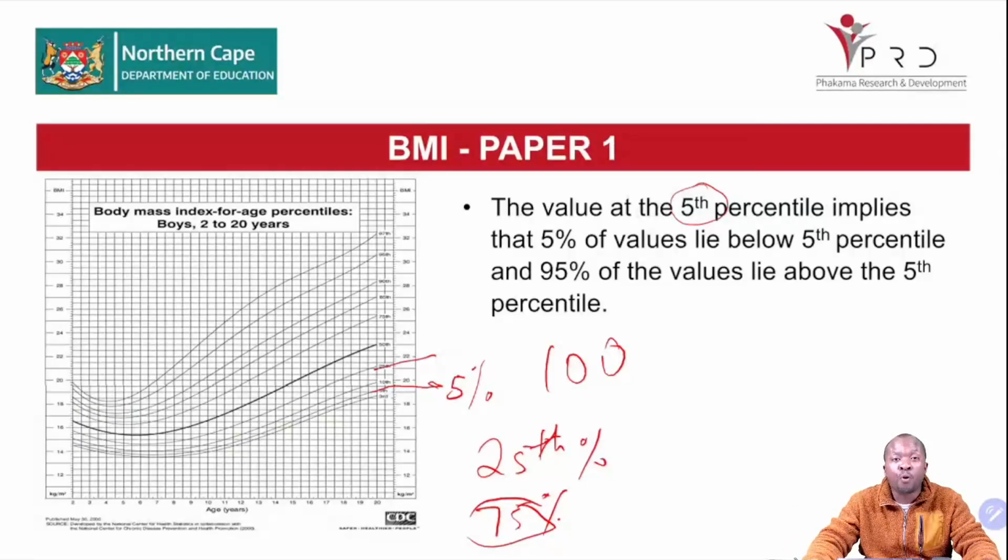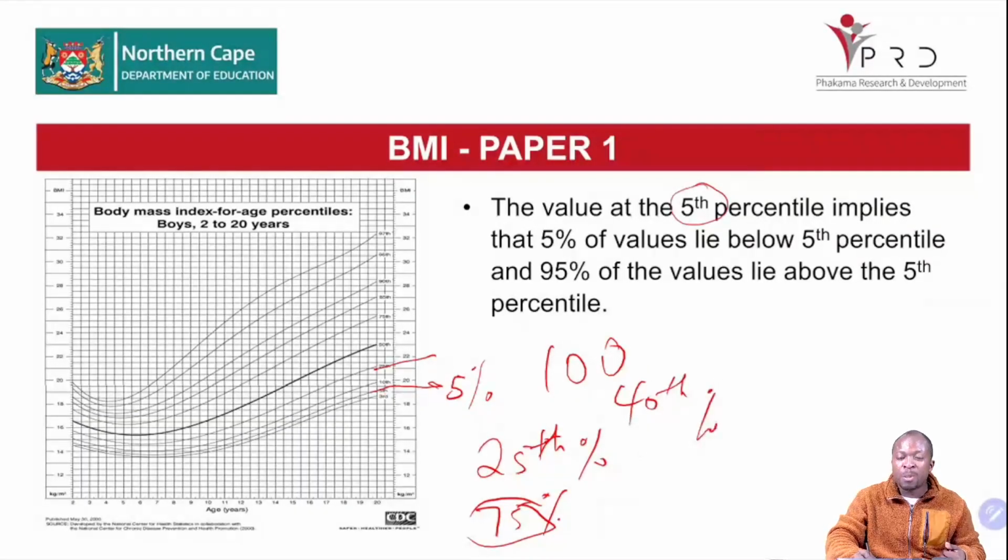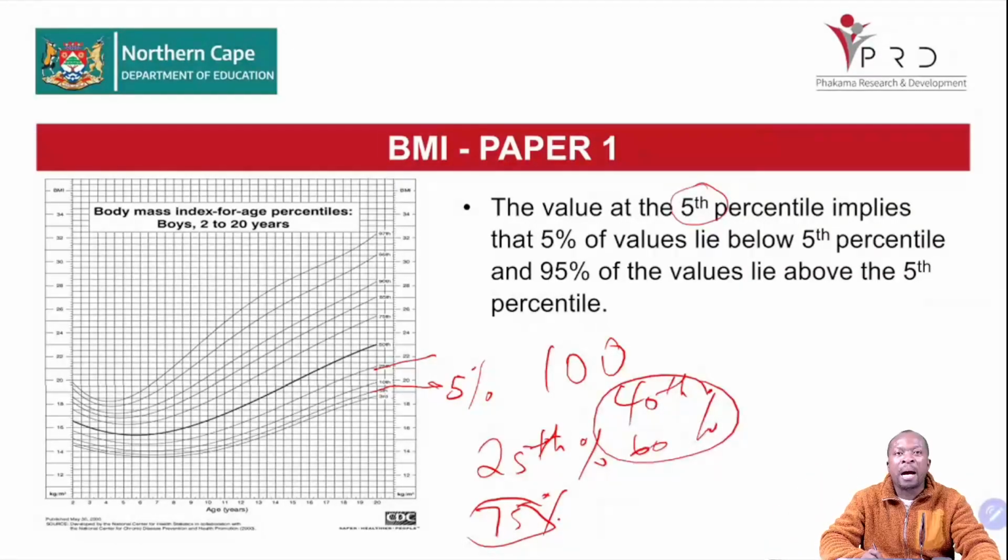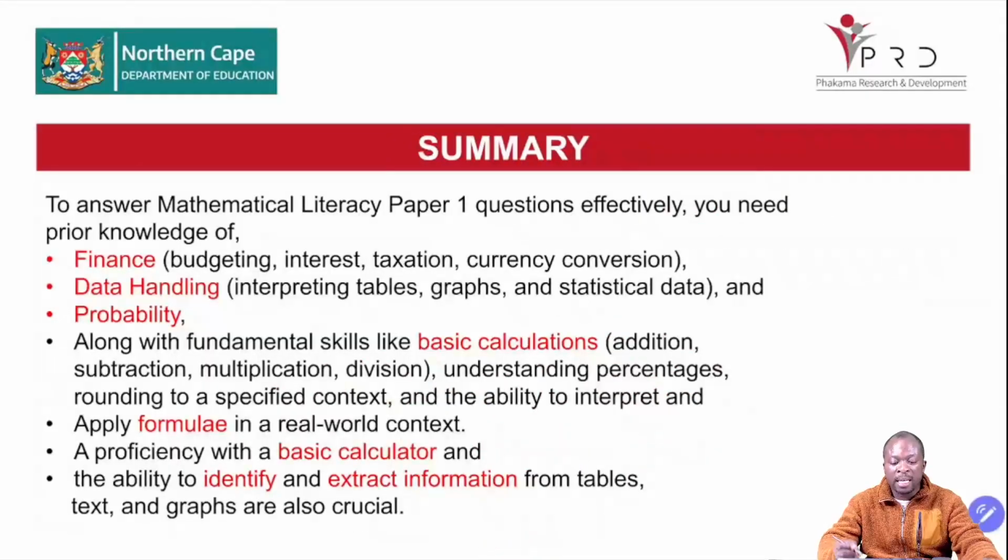If they give you 40, it means you are short of 60. So if it is the 40th percentile, then it means 40% of learners are below your weight, 60% of the learners are above your weight. That is how you do the interpretation. So never forget that. You are going to be asked questions on BMI, how to interpret. Remember, we are revising, so you have to do more of the work also.